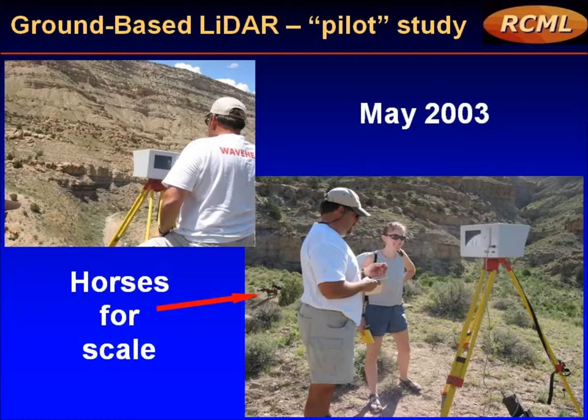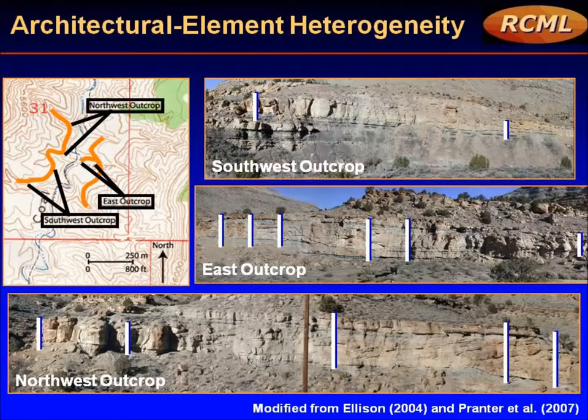So for scale here, here's some horses for scale. This is actually in an area that's one of four wild horse and burro preserves within Colorado. And so during different parts of the year, there's a lot of Mustangs around that are your friends during your field work. So this was back in May of 2003 when we acquired the LIDAR data.